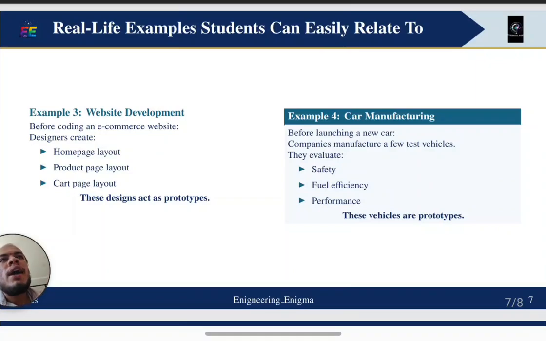Another one is car manufacturing. Before launching a new car model, companies manufacture a few test vehicles. Why? Because they need to check safety, fuel efficiency, performance, braking system, and comfort also. If any problems are found, they can be corrected before mass production. So these test vehicles are prototypes. Imagine launching thousands of cars and then discovering a major defect. This will be a huge loss. That's why prototypes are so important, right?